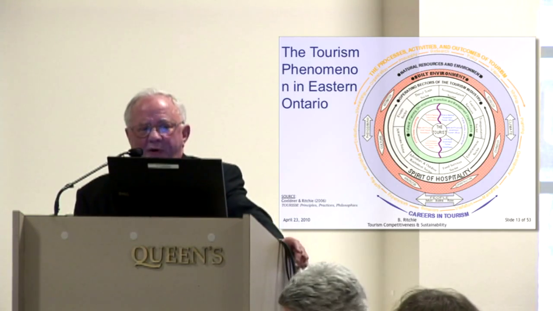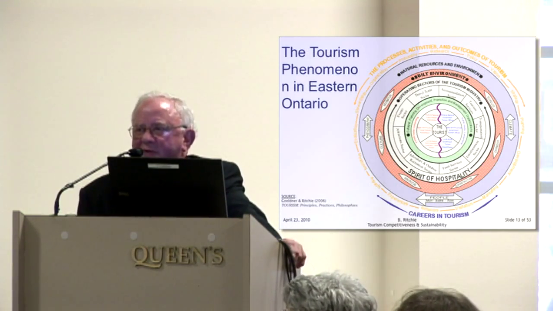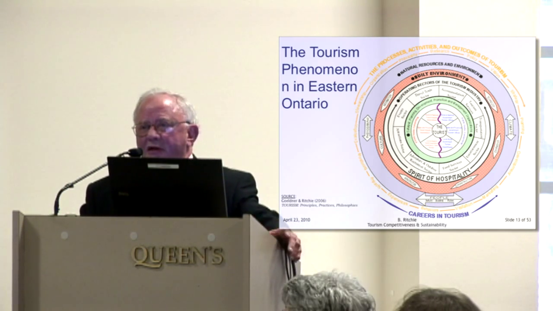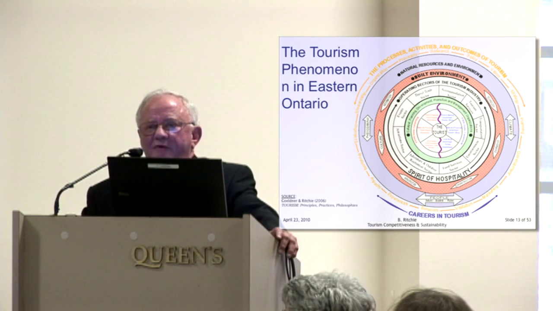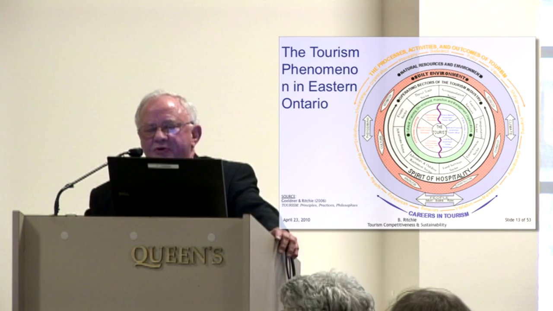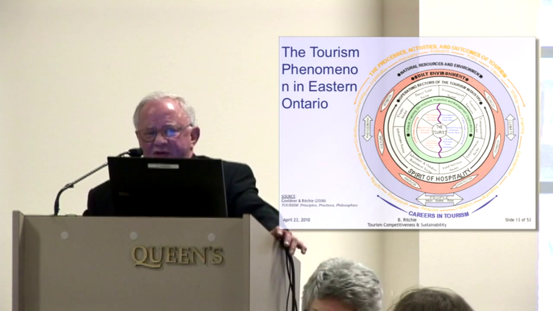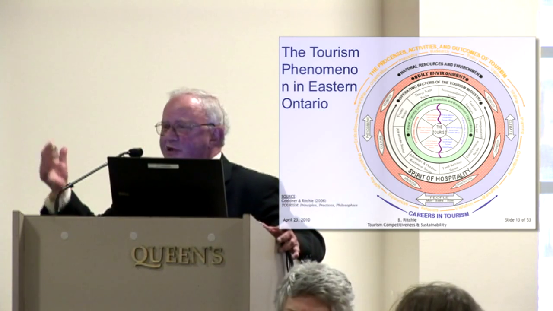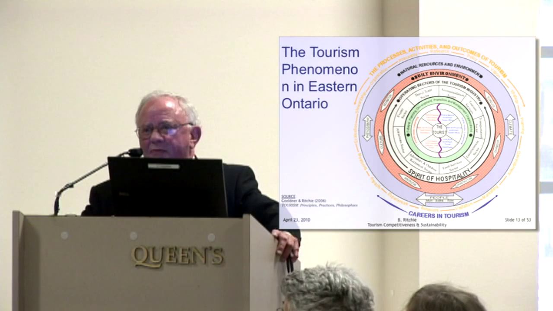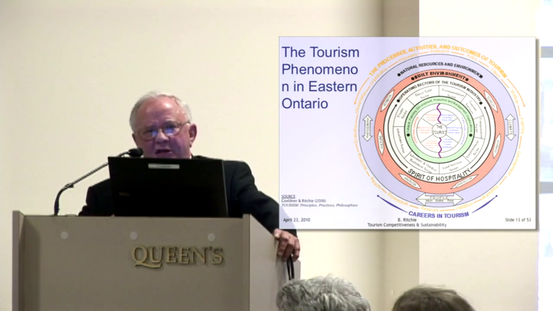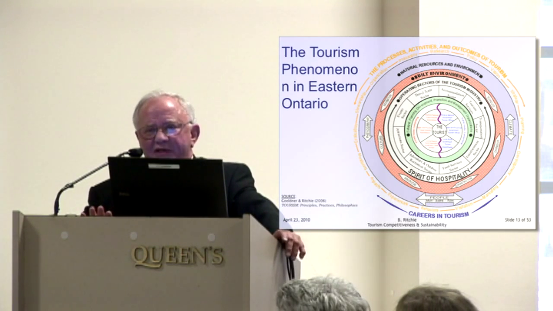Now let's start out talking about the tourism phenomenon in Eastern Ontario. This model is a conceptual framework extracted from my introductory tourism textbook, Tourism: Principles, Practices, and Philosophy, which has been very, very successful, I'm pleased to say. It is really a summary, and we won't have time to discuss it now, but it tries to summarize the components of a tourism destination. In other words, what do you have to work with as a senior manager of a tourism destination?